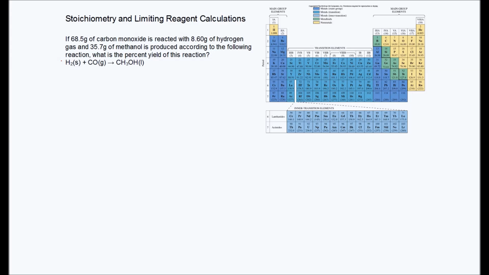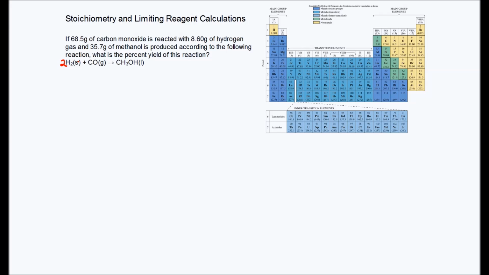This is exactly the same as the last problem, with one additional change at the very end. As before, we always start by balancing our reaction. I have 2 H's on the left, I have 4 H's on the right, which means I need a 2 in front of the H2 on the left.